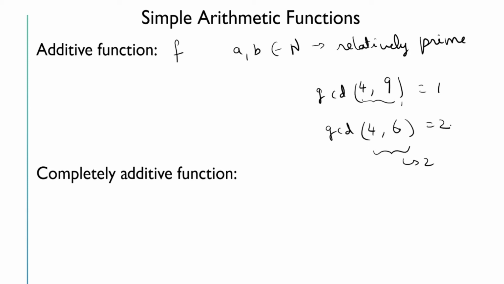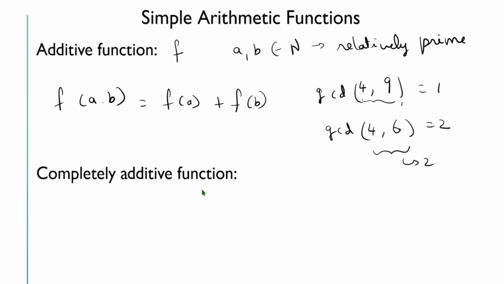So we say a function f is an additive function if for any two relatively prime natural numbers a and b, we have f of a times b is equal to f of a plus f of b. In this case, we call f an additive function. Now, what is a completely additive function?